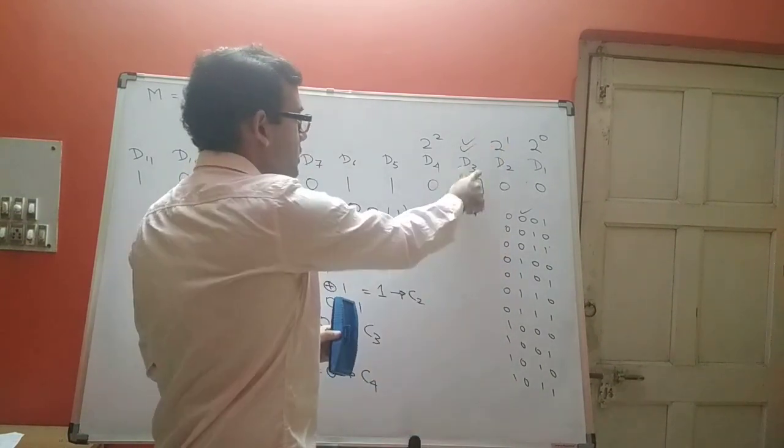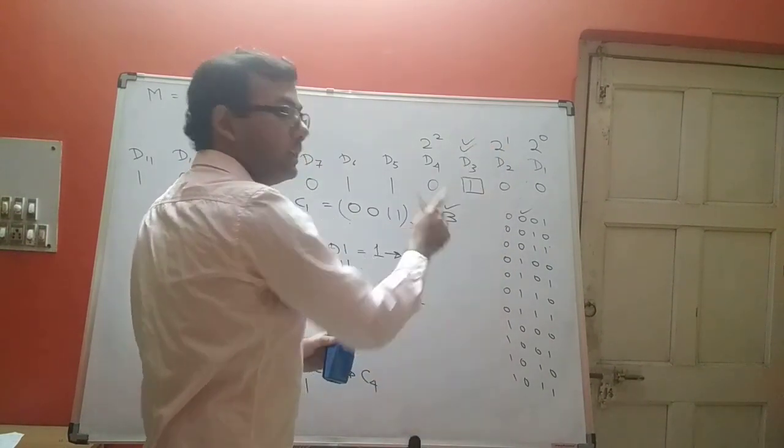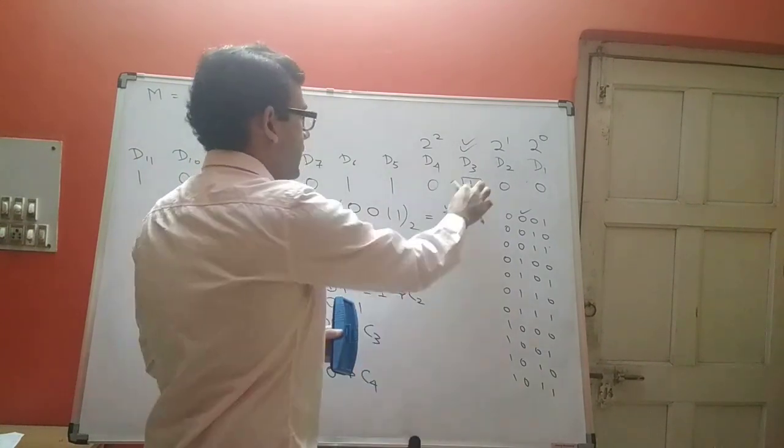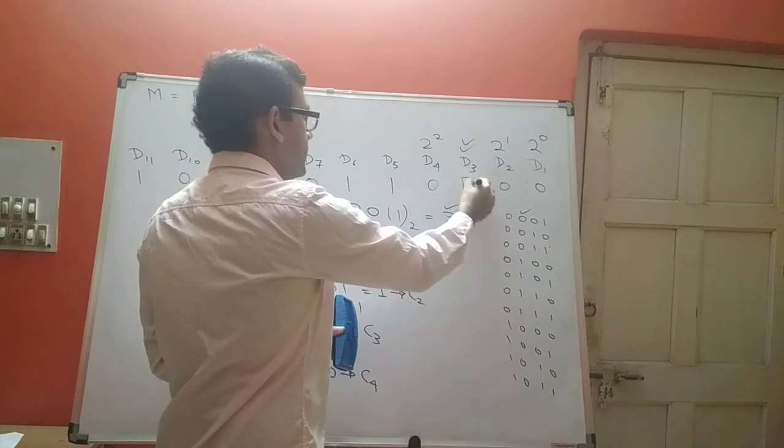So what is the position of error? The position of error is the third position. What does it contain? 1. How do I correct it? Simple. I'll simply take this 1 and I'll convert it to 0.